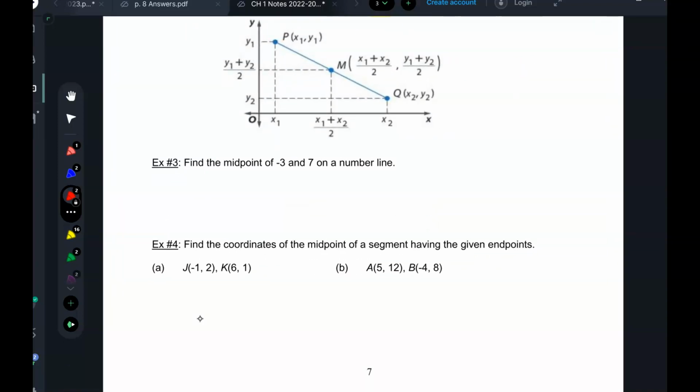All right, we want to find the midpoint of -3 and 7. So -3 plus 7 divided by 2. All right, just adding them together. I mean, you could think of it intuitively as well, but again, what if I gave you some fractions or decimals? You're not going to want to do that. So what do we get? 2.